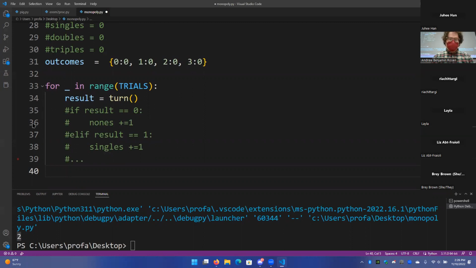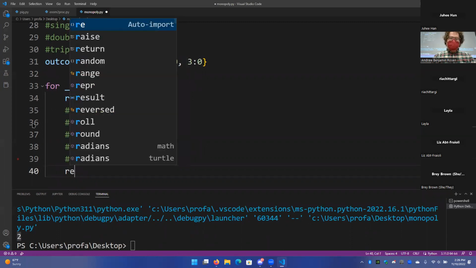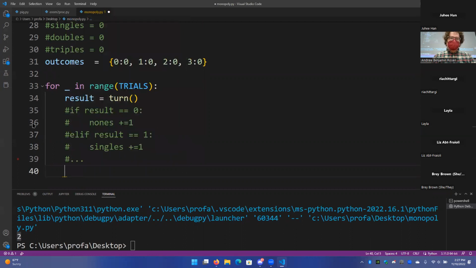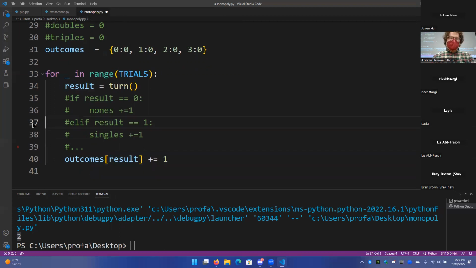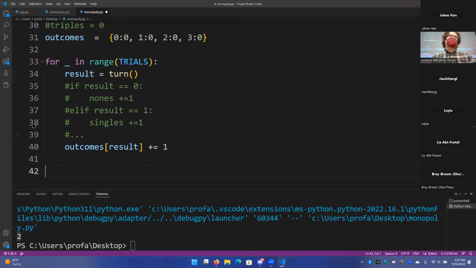Okay, so in this case, we would just simply do outcomes result plus equals 1. Just simply for that result, increment the number of times I saw that outcome once. And that negates the need for the if-else statement you were talking about, where you say, if I've seen this before, increment it, otherwise I've seen it once now and it's a new key.